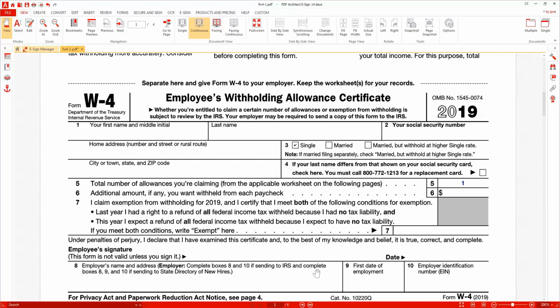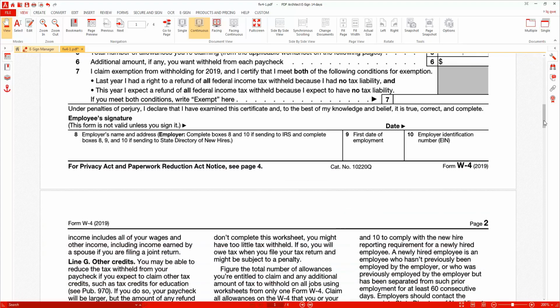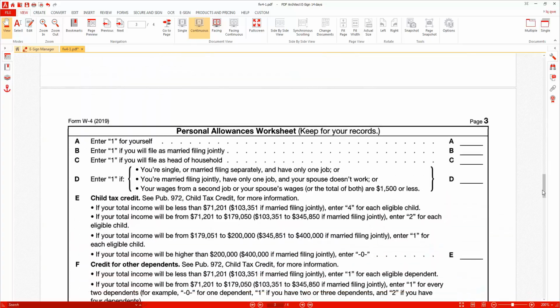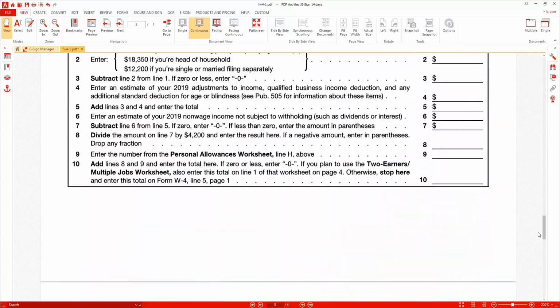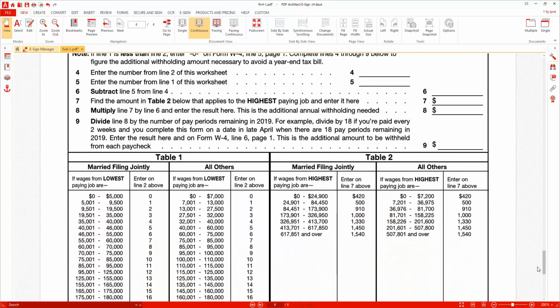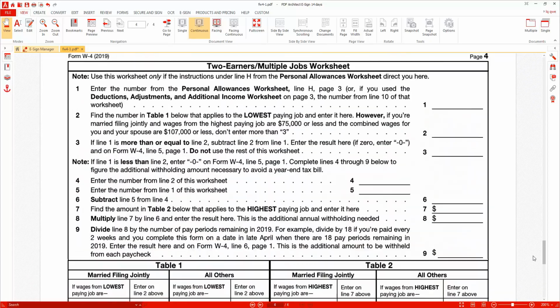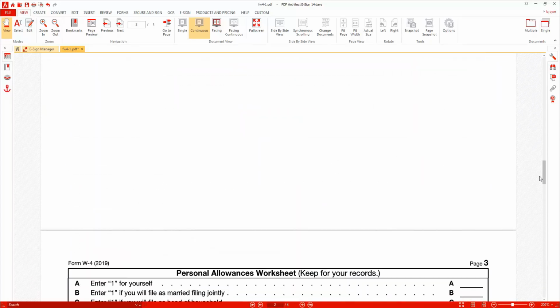Now, what you're looking at right now is the W-4. This is a form that we're all familiar with. This is the form that you get when you get that brand new job. Now most people have seen the first page, but very few venture to the last few pages. The last few pages are all the math you need to properly fill out the first page.